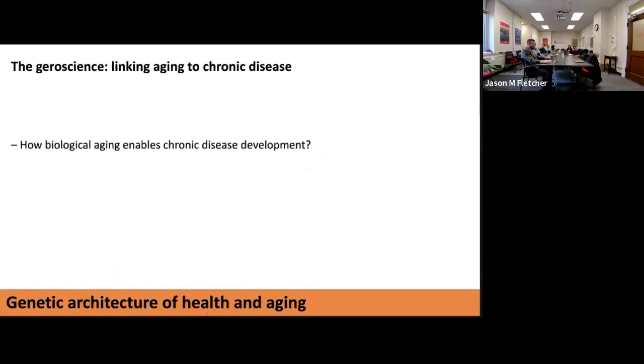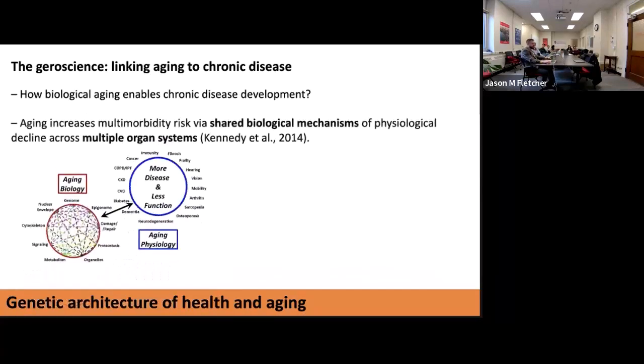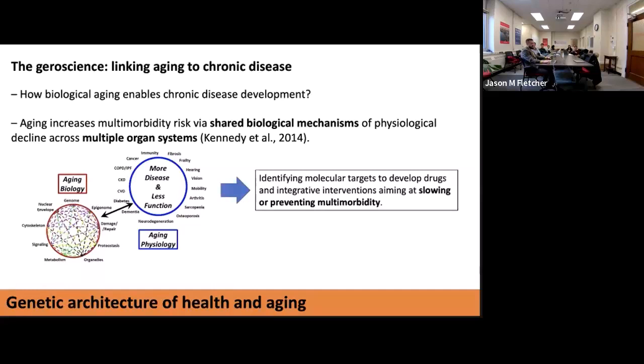But how does biological aging enable chronic disease development? The neuroscience aims at linking aging to chronic disease development and suggests that aging increases multimorbidity risk through shared biological mechanisms of physiological decline across multiple organ systems, such that better understanding of the biology of aging could be helpful to identify molecular targets, to develop drugs and integrative interventions aiming at slowing, even preventing morbidity and improving health and well-being in the old age.